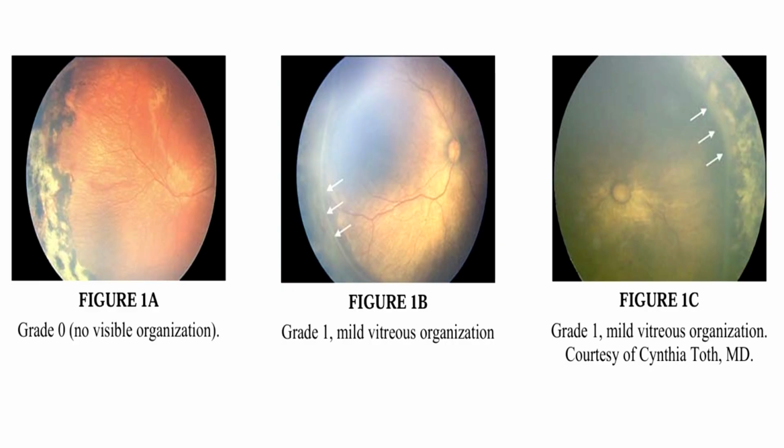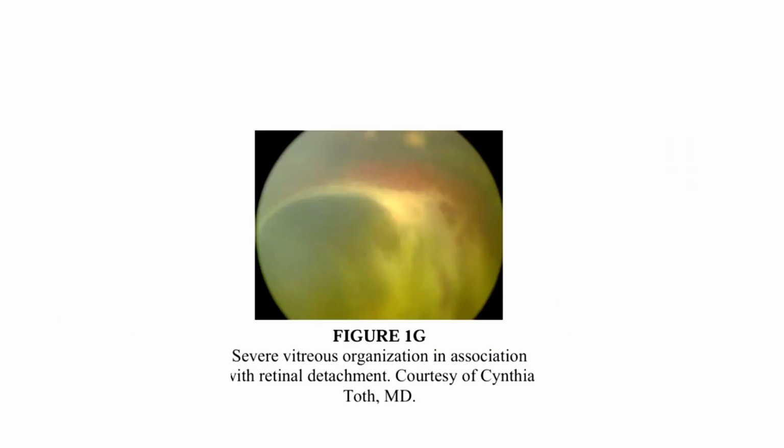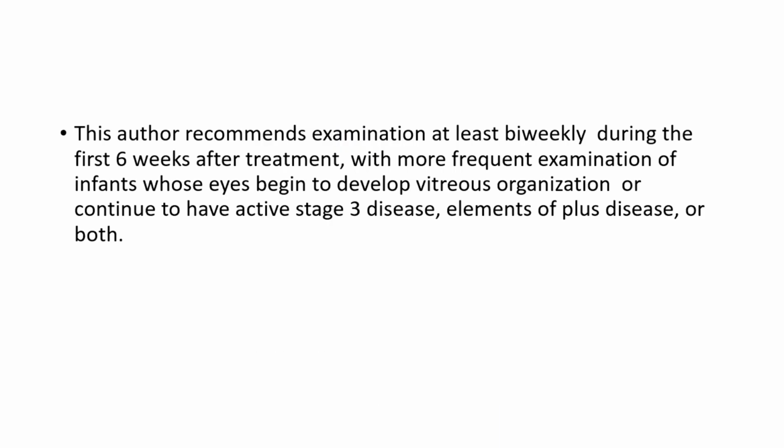So these are the pictures from this article, with figure 1 showing grade 0, no visible organization. The rest of the two show grade 1, that is mild vitreous organization. Then figure 1D, moderate vitreous organization with slight obscuration of retinal view underneath. And 1E and 1F show the severe vitreous organization, with associated retinal detachment.